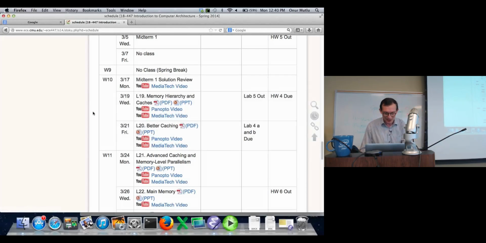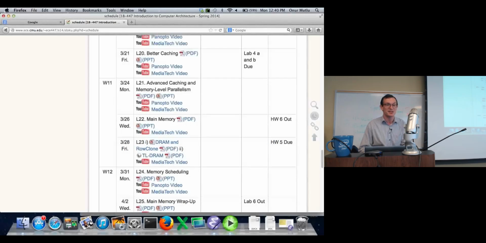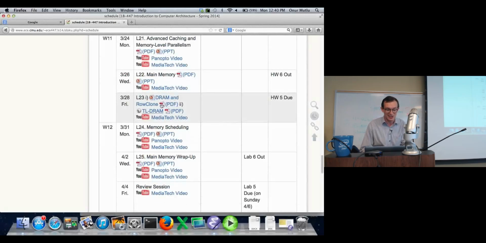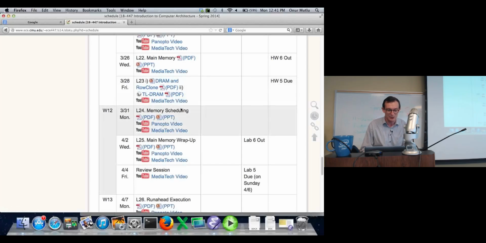Caches, locality, advanced caching mechanisms, memory level parallelism, the concept of it, how to exploit it. This is just to jog your memory so that maybe questions can come up. Main memory, how it operates, how it's organized. DRAM, some DRAM enhancements that we've talked about in the guest lectures, in Vivek's and Dongkyok's guest lecture. Remember the RowClone idea, or tiered latency DRAM. These are all actually fundamental concepts. The ideas are building upon fundamental concepts, even though they're new ideas.